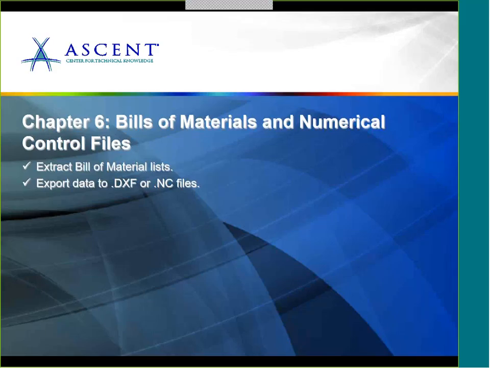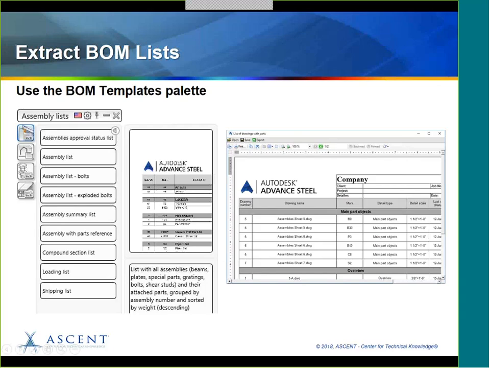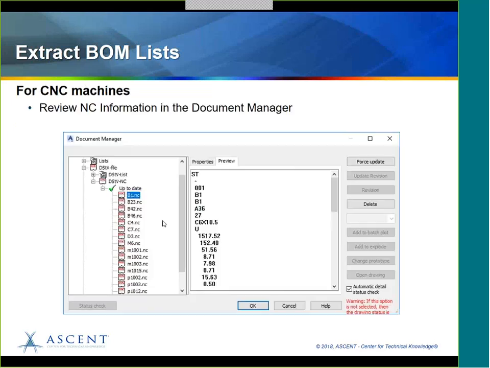And one other thing I just don't have time for, but Chapter 6 is bills of material and numerical control files. And just so you'll know, it's another one of the palettes here that you have. So you can use this BOM templates palette, and there's a bunch of different ones you can set up. It creates an actual separate drawing, or not a drawing in this case, a file. This file can be exported out to PDF or to a spreadsheet program or something like that. It can also be saved within the document manager, so you can always access it within document manager.